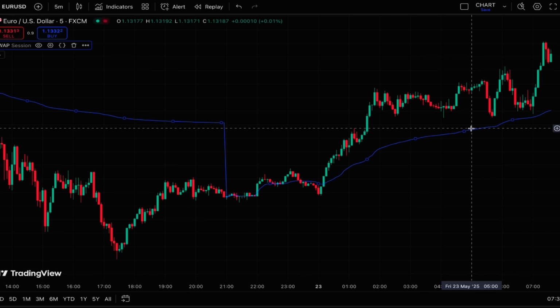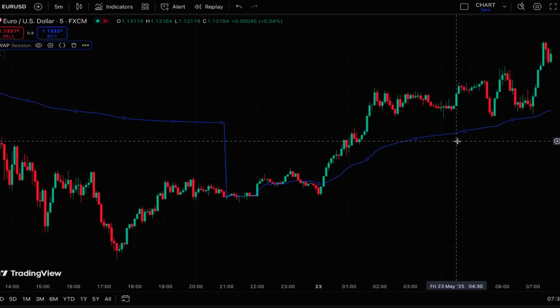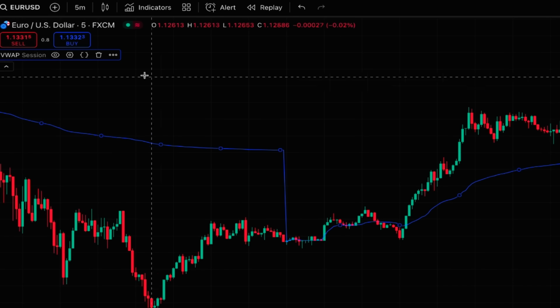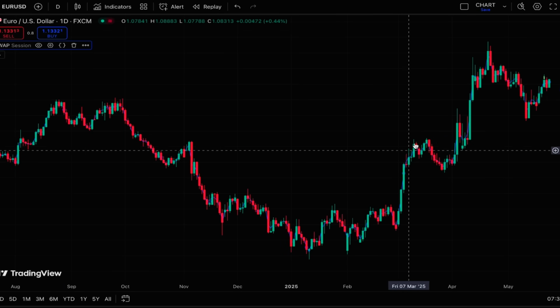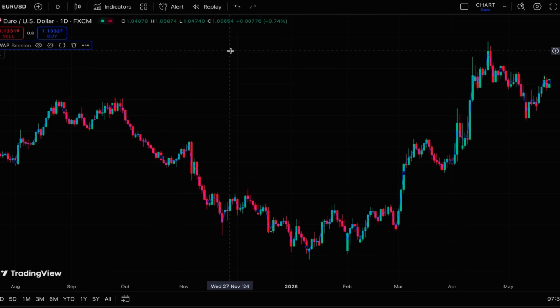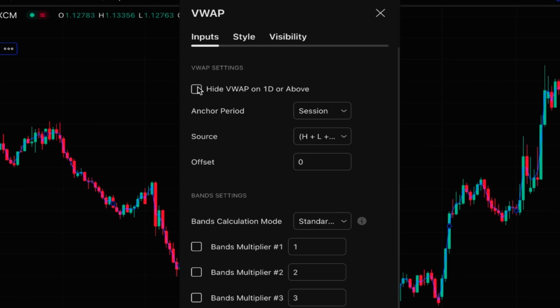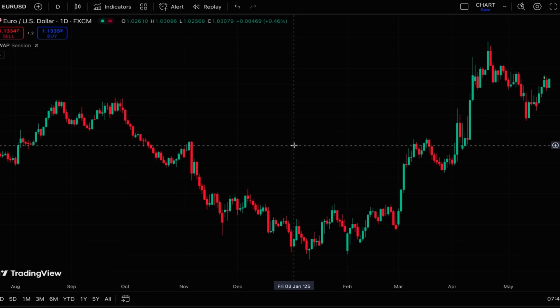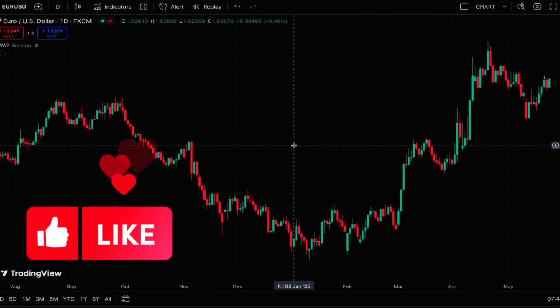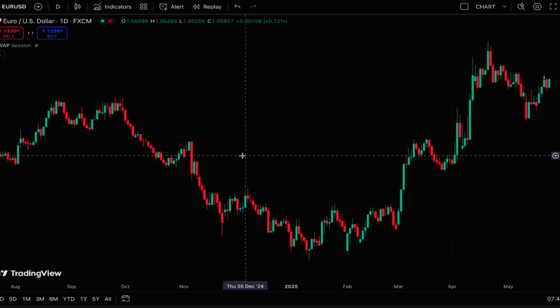First of all, as I said, this indicator is designed for intraday trading, so you should have it on intraday time frames. For example, if you switch your time frame to the 1 day time frame, the indicator will lose its effectiveness. It is designed for intraday time frames. And if you go to the settings of the indicator, here you have an option for hiding the VWAP line on the 1 day time frame and above. So if based on your trading strategy you need to analyze the daily time frame or above, you will not analyze VWAP by mistake. So you should use the VWAP line on intraday time frames.